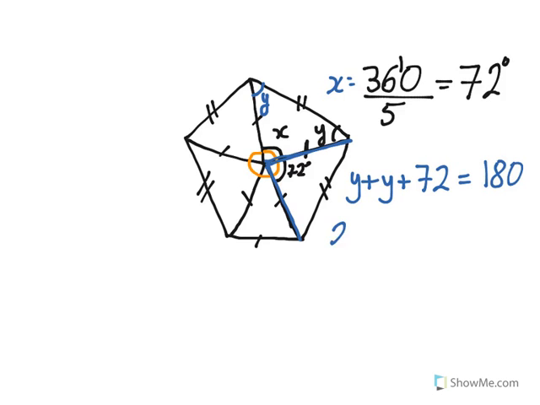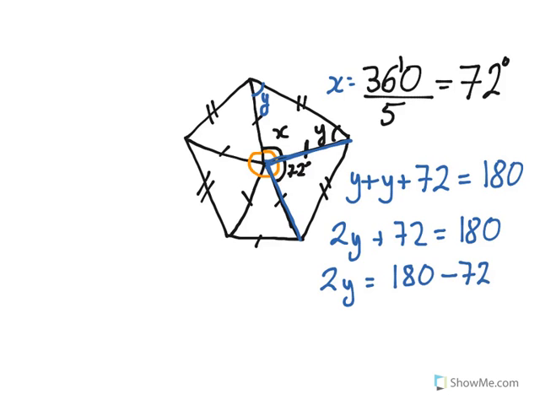I would get that 2y plus 72 equals 180. So 2y equals 180 minus 72, which would give me 108. 108 plus 72 is 180. So 2 times y equals 108 degrees. And if I look here, I have a y on this side of my triangle and a y on this side of my triangle. So I actually do want to know what 2y equals.